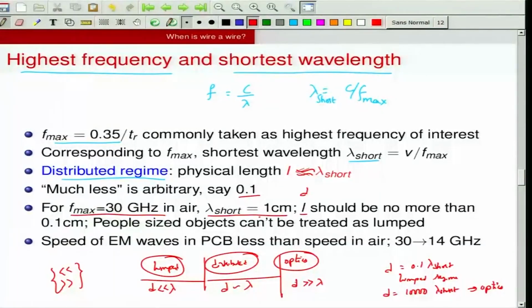If it is more than 0.1 centimeter, then you cannot treat it as a lumped circuit, or to put it in a more colloquial way, people sized objects cannot be treated as lumped at this particular wavelength. Of course you might want to treat them as the optics regime, but for that people have to be much taller and the dimension must be much larger. Again, I would just like to emphasize that in air the speed of electromagnetic waves is c, whereas in a PCB that would be much less.